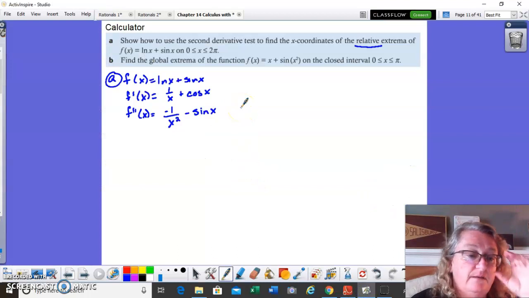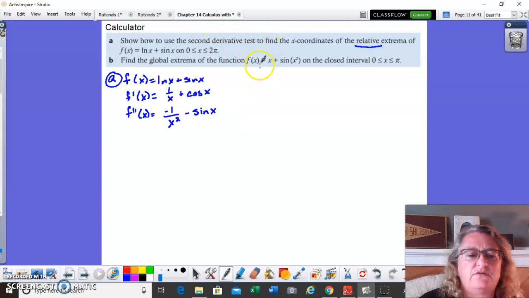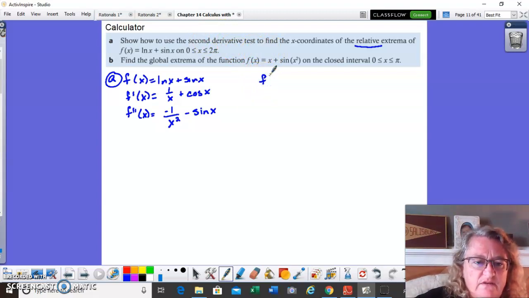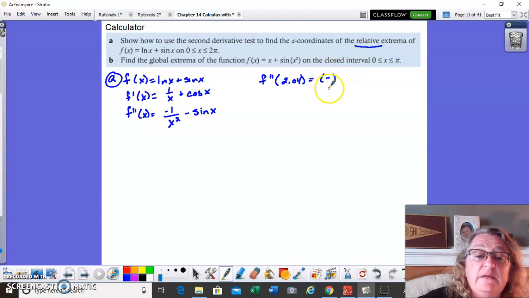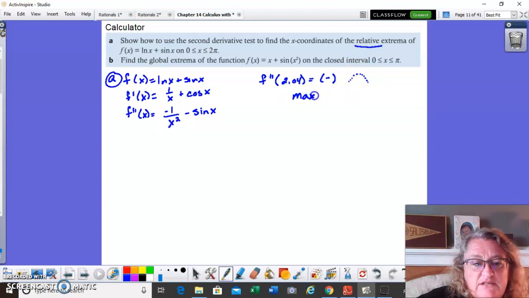So I'm going to take my second derivative, because it's forcing us into the second derivative test. So the second derivative at, the first one was 2.04. If I type that into the second derivative and hit enter, I don't really care what the value is, I just care about whether it's positive or negative. And I end up getting a negative number. Negative means that this graph at that point would be concave down. So concave down indicates that we have a maximum. So our information is that we have a maximum at x equals 2.04.